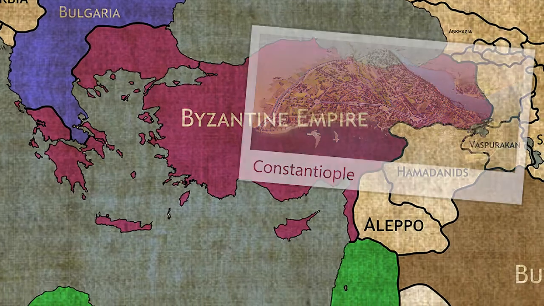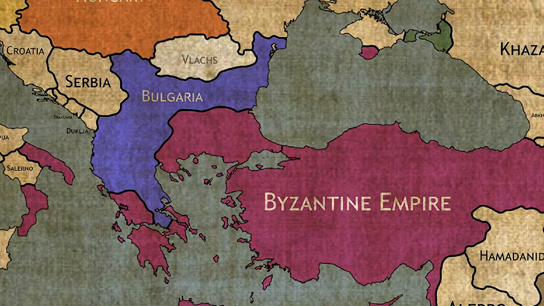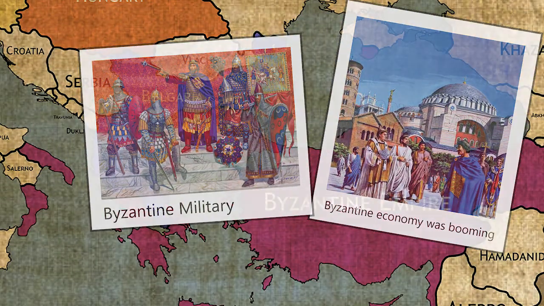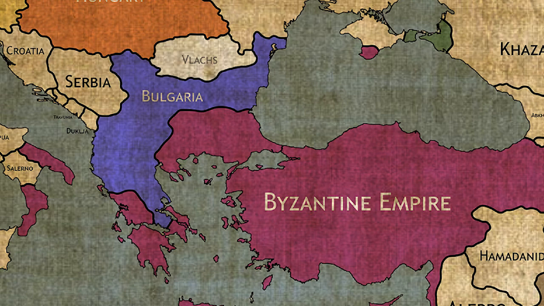Wars against the Muslims and Slavs are going well. Cities are expanding and growing. The military is getting stronger. The empire is attacked by its enemies from all sides.